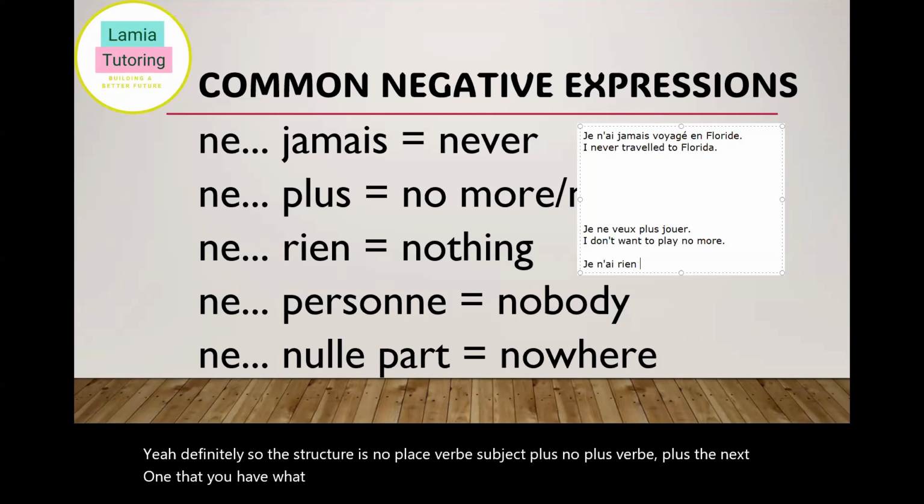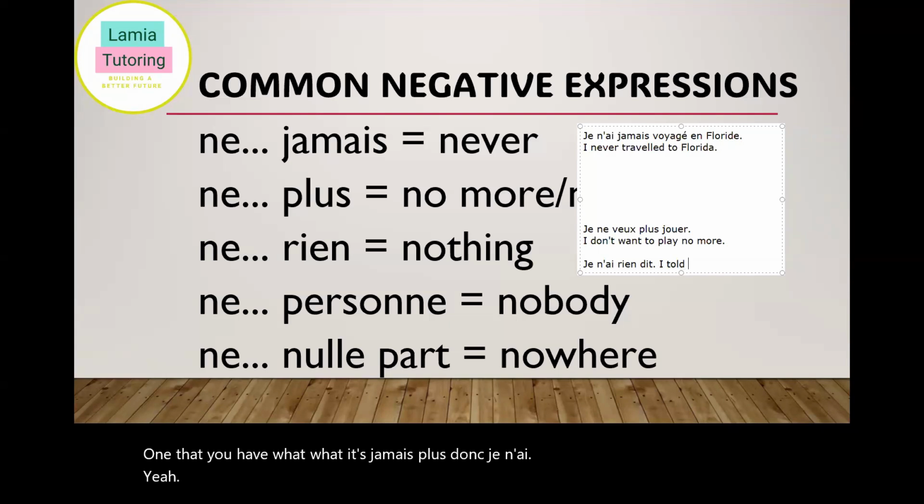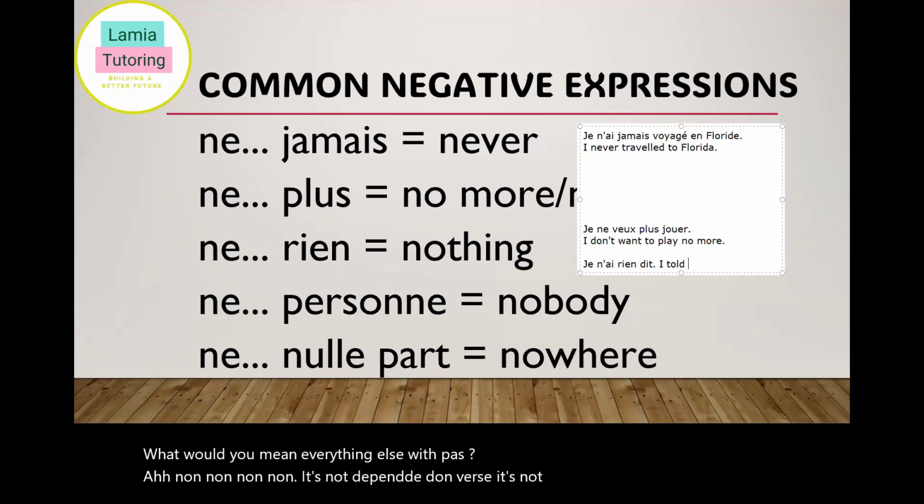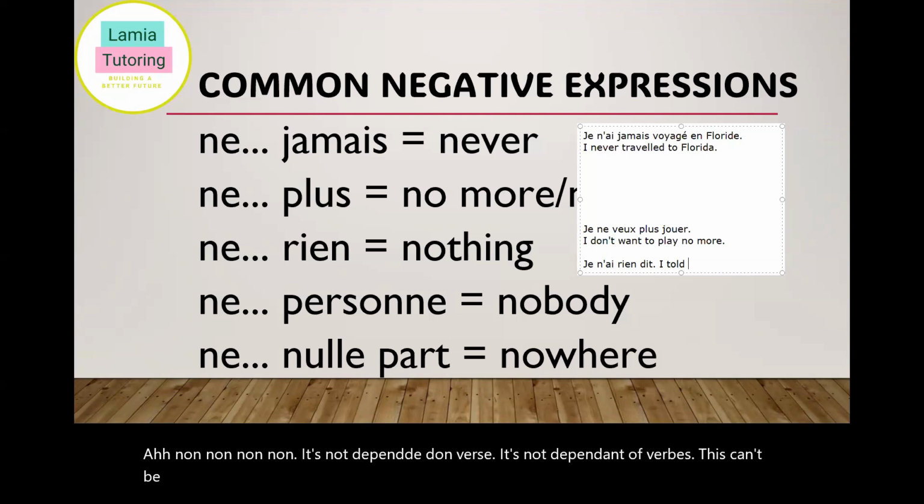Moi, jamais plus. But it's just for these words, right? Everything else is going to be ne and pas. Yeah, these words are used most commonly for exaggeration of what you want to say. But what do you mean everything else with ne and pas? Like for the other verbs like we did earlier. No, it's not dependent on verbs. These can be used for any verbs. It does depend on what you want to say.